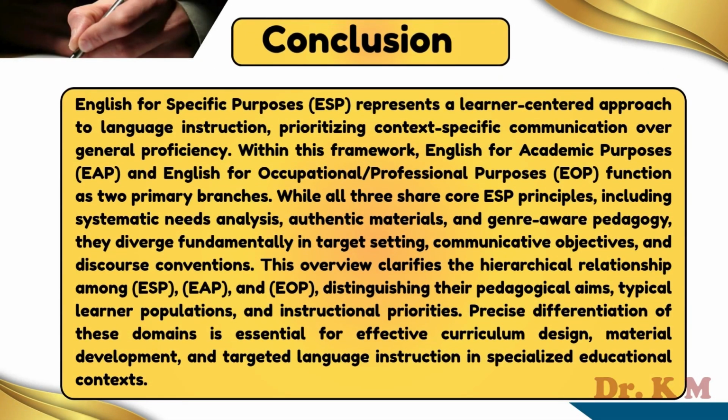English for Specific Purposes, ESP, represents a learner-centered approach to language instruction, prioritizing context-specific communication over general proficiency. Within this framework, English for Academic Purposes, EAP, and English for Occupational and Professional Purposes, EOP, function as two primary branches. While all three share core ESP principles, including systematic needs analysis, authentic materials, and genre-aware pedagogy, they diverge fundamentally in target setting, communicative objectives, and discourse conventions.